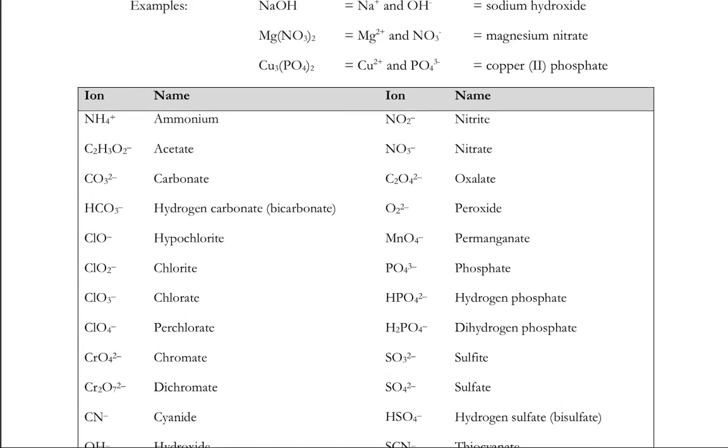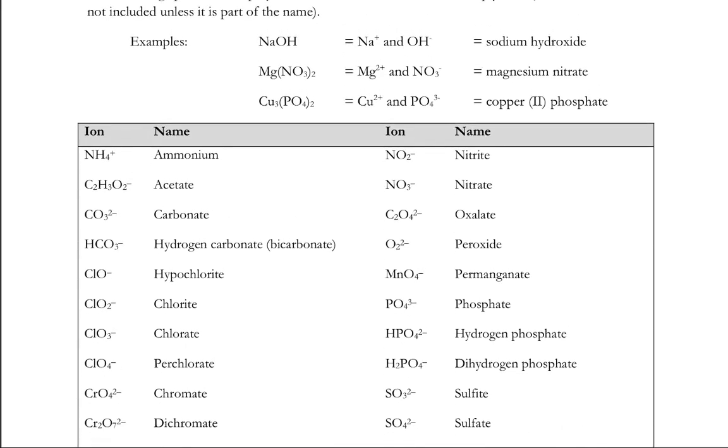Now, going back up here to these examples, NaOH. So we can say that as NaOH, but if we have to name it, we would name it sodium hydroxide. Mg(NO3)2 is composed of Mg2 plus and 2 NO3 minuses, that is magnesium nitrate.